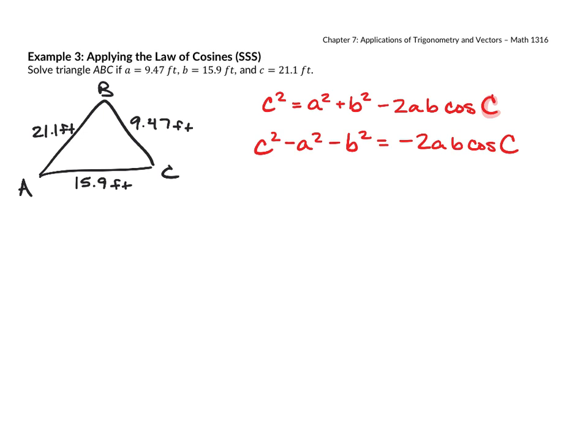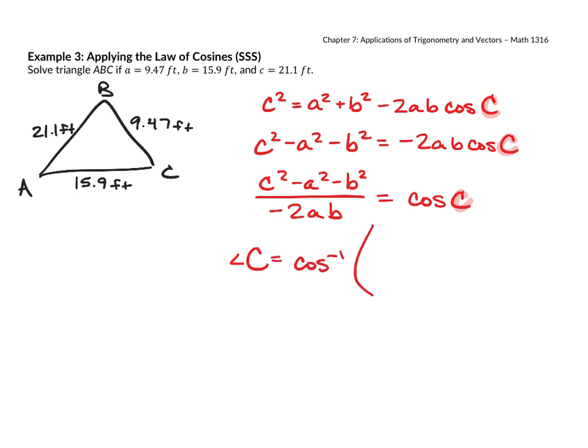Now, I want to get, again, C by itself. C is inside of cosine. So to get C out of cosine, I first have to get cosine by itself. So I'm going to divide both sides by the stuff, very mathematical term, the stuff in front of cosine. So that's negative 2 times A times B. Divide both sides, yes? Now, how do you get the C out of a cosine? Inverse. So we know that angle C is the inverse cosine of C squared minus A squared minus B squared all over negative 2 times A times B.